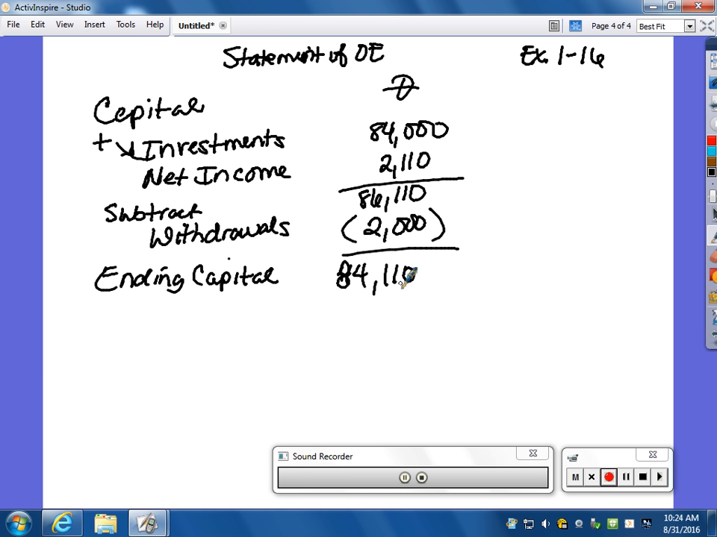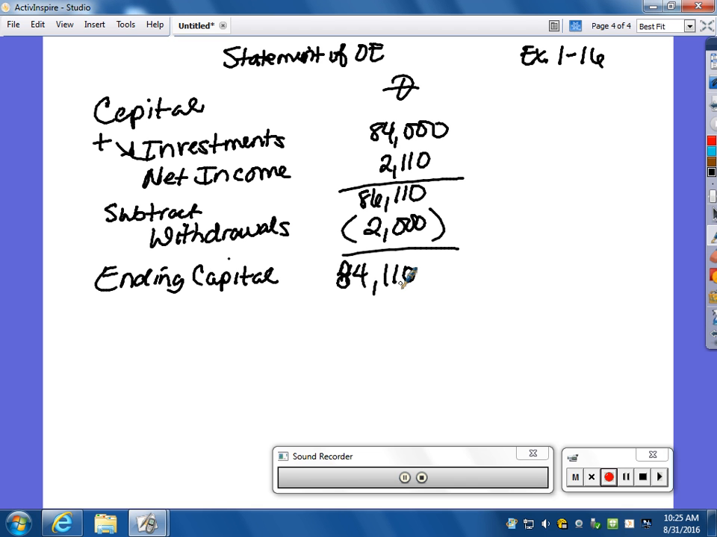And then from there, I go to the investment part. Add investments, add net income, subtract withdrawals. The only thing that is on this statement is capital, net income, investments, and withdrawals, because all of that falls under what category? Equity. Understood? Okay.